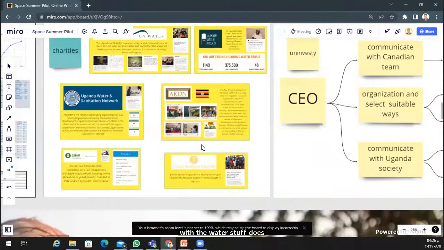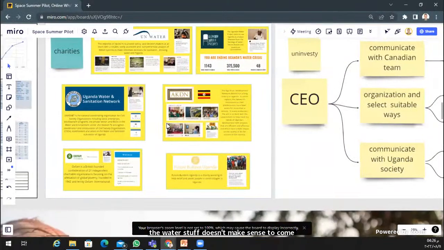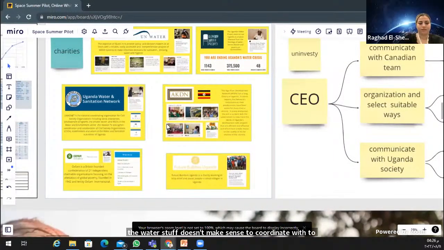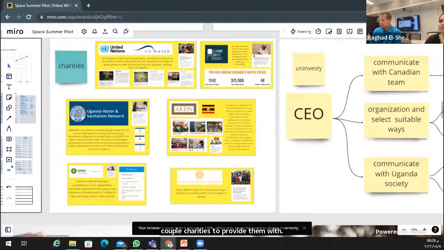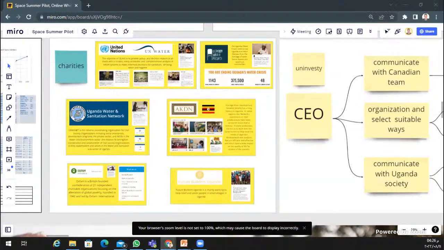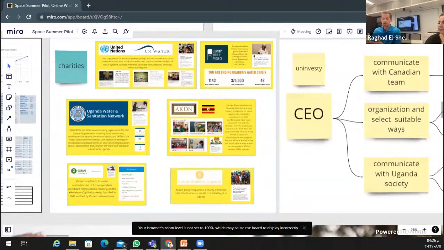So you presented that there were a lot of charities already tackling the problem in Uganda related to water. Would it make better sense to coordinate directly with one or a couple of charities to provide them with the technical resources and have them facilitate most of the communication part with the community, as they're already kind of established?